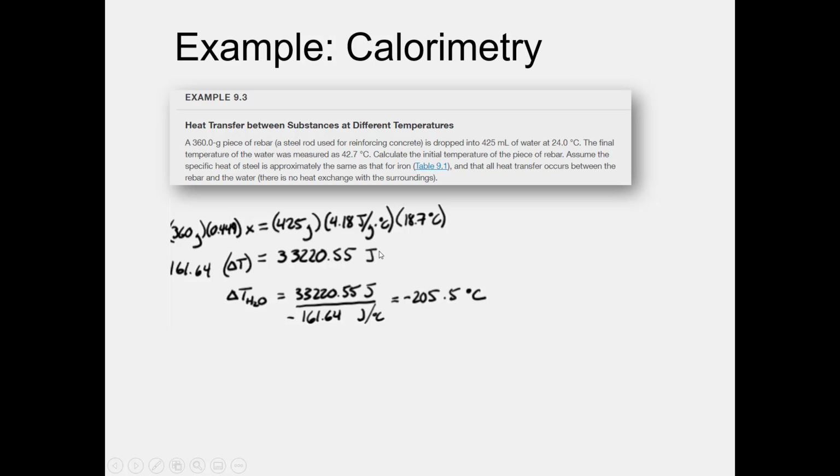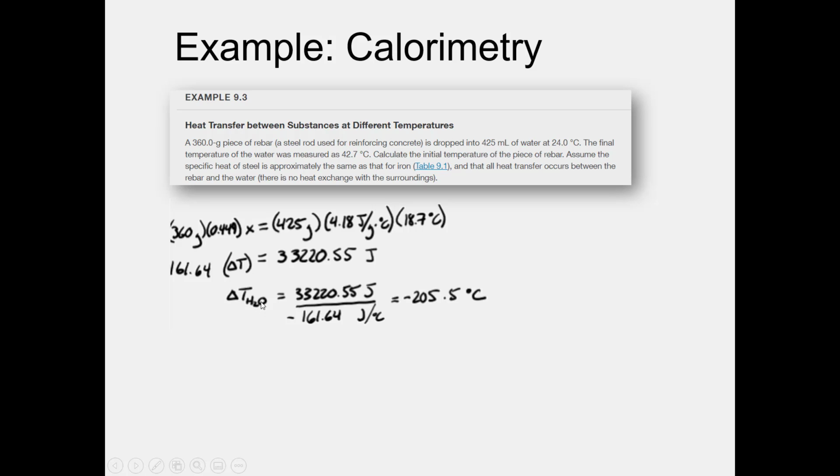33,220.55 joules. So the left-hand side of our equation must be equal to negative 33,220.55 joules, because all the heat gained by the water came from the steel. A negative sign got cut off here in the transfer to the PowerPoint slide, but this should be negative 161.64 times the temperature change in the steel is equal to 33,220.55 joules. Cross this out on your sheet and make sure this does say delta T H2O.